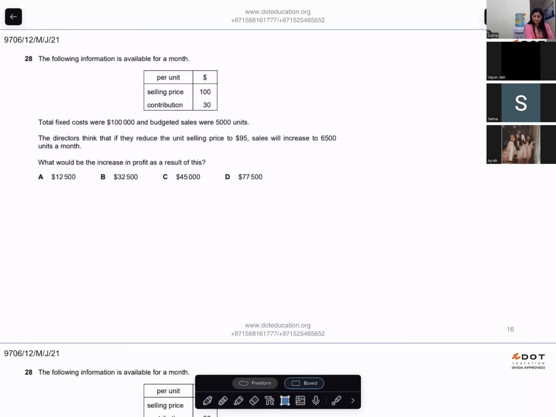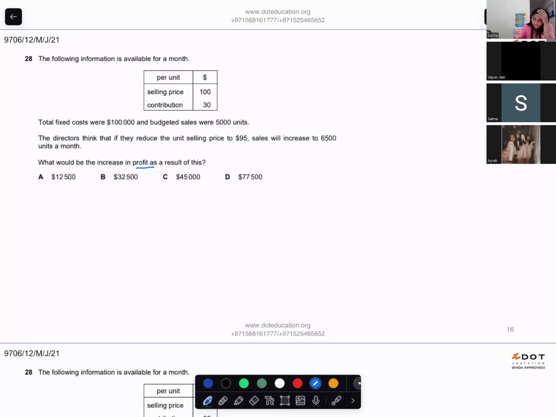The following information is available for a month. Total fixed costs were $100,000 and budgeted sales were 5,000 units. The directors think that if they reduce the unit selling price to $95, sales will increase to 6,500 units a month. What would be the increase in profit as a result of this?